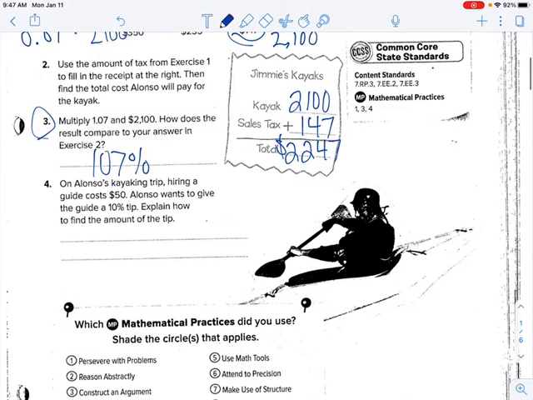All right, and then it says on his kayaking trip, he hired a guide that cost $50. Alonzo wants to give the guide a 10% tip. Explain how to find the amount of the tip. So 10% is really easy. You can just take your decimal one place to the left, and then that would be $5. You could set up a problem for it as well, but with 10%, if you just move the decimal one place over to the left, that helps you.